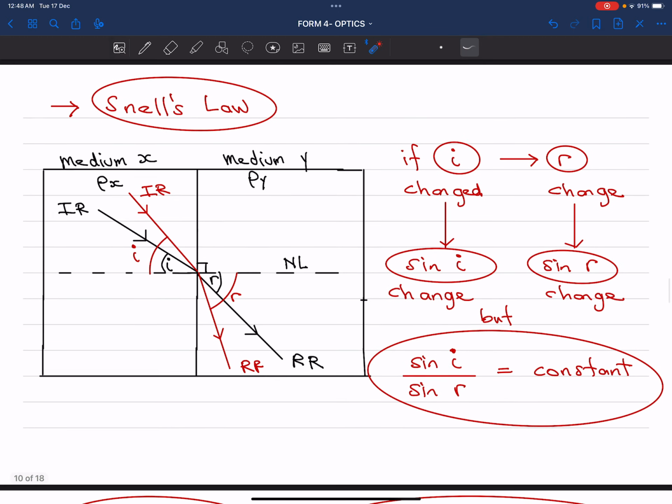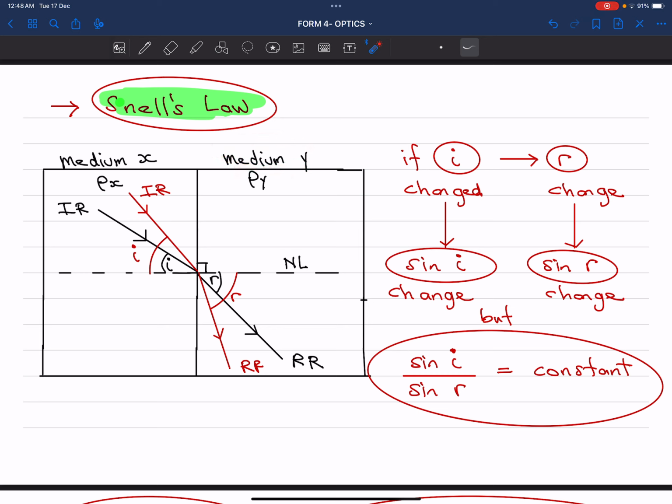So we continue refraction, and today we are going to learn one of the most important parts in optics, that is Snell's law. This is a very important part. So I have drawn medium X and medium Y. The medium X with density rho X, medium Y with density I label rho Y.